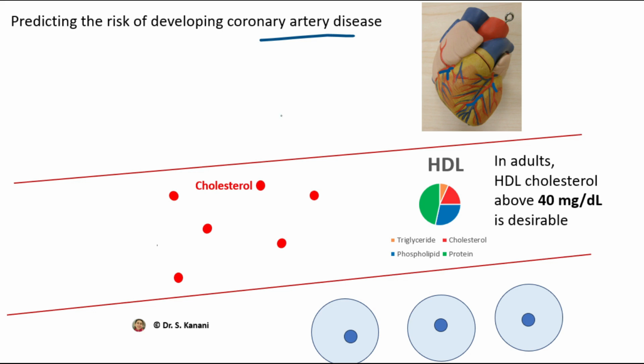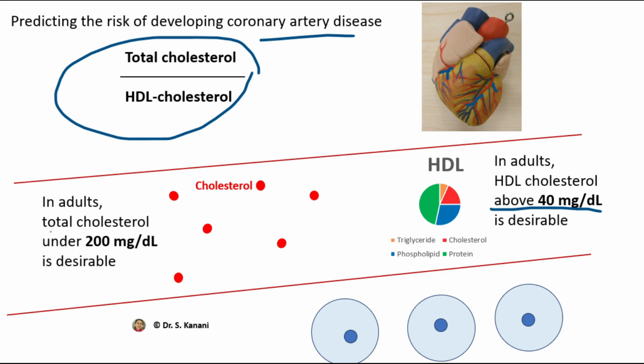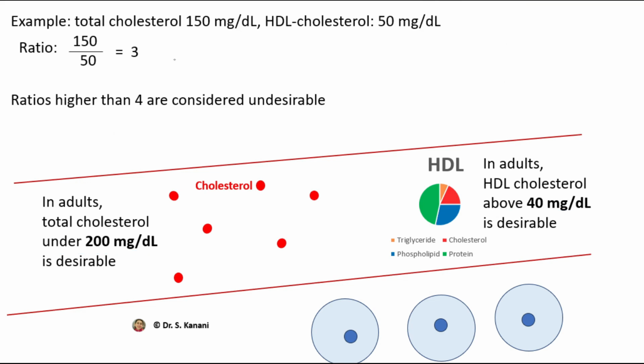The ratio that we use would be total cholesterol to HDL cholesterol. We already learned about what is the desirable amount for HDL cholesterol. In healthy adult, the total cholesterol in blood should be under 200 milligram per deciliter. Let's say in an individual, the total cholesterol is 150 milligram per deciliter, and the amount of HDL cholesterol is 50 milligram per deciliter. So the ratio that we get is 3. Any ratio more than 4 would be considered undesirable. The higher this number is, the more risk the individual has for developing the coronary artery diseases.